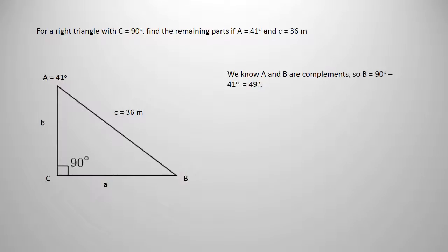Okay, so the problem again. Let's look at this angle first, B. We know they're complements, right? 41 and whatever B is have to add up to equal 90. So it turns out that B is 49 degrees. Okay, now we can look at the side lengths for A and B.